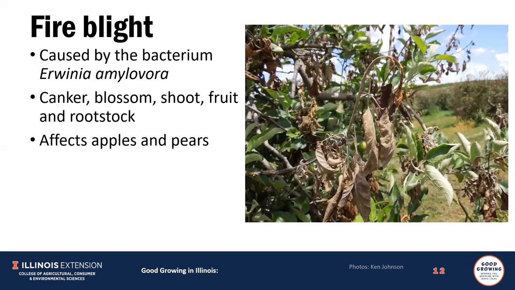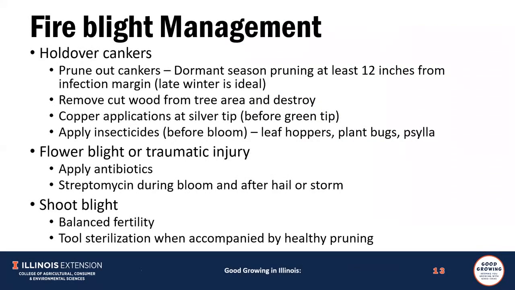And so there are resistant rootstocks that are available on the commercial level. And then it can also affect, as I said, the pears. So it starts out with these infected blooms, and the bacterium moves into the flower, and then it transmits through the stem. And so we'll look at some of the management strategies regarding fire blight.